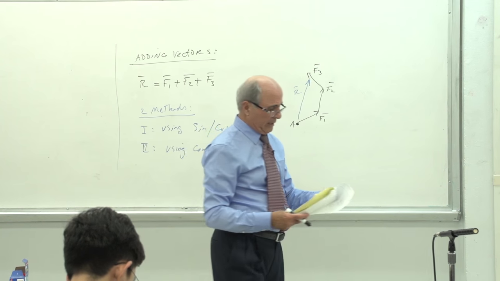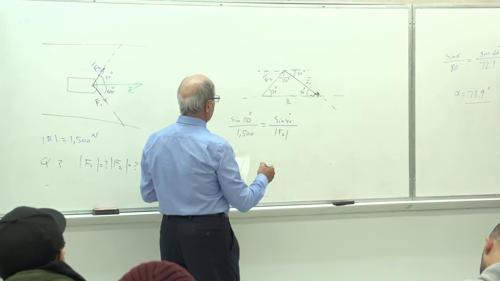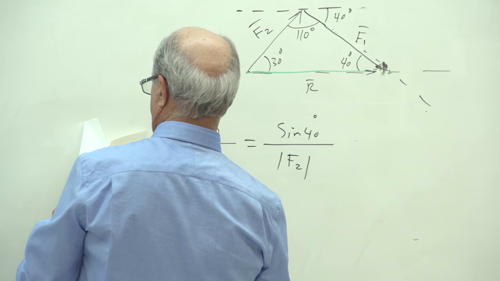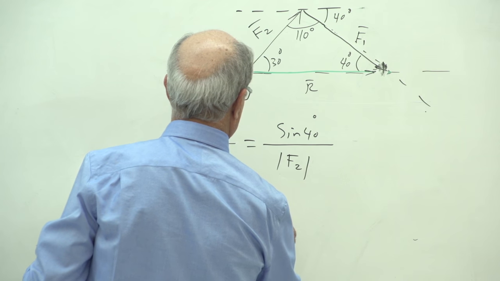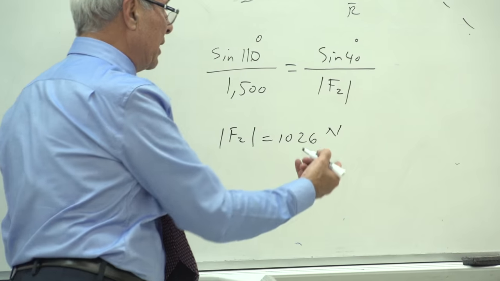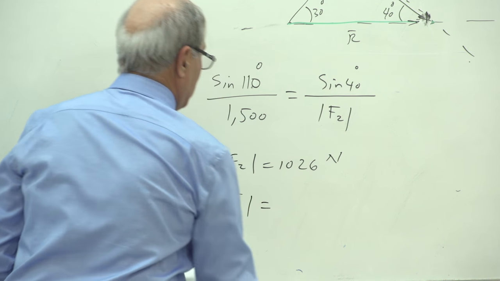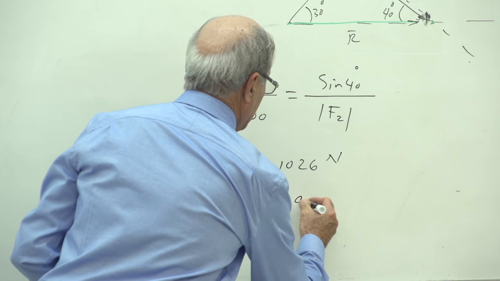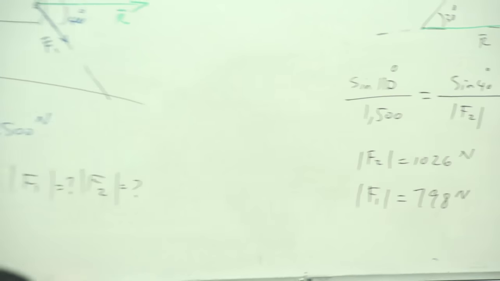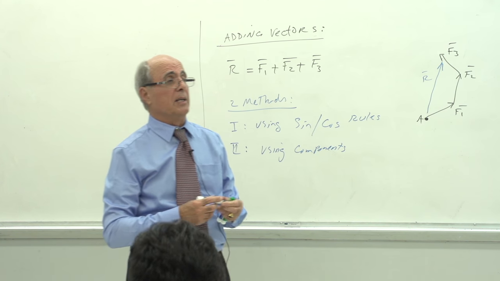So therefore, let me give you the answer. For F2, I believe F2 becomes equal to 1,026 Newton. You can write this as 1,030 with 3 digits if you wish. And F1, I use 4 digits. Magnitude of F1 becomes 798 Newton.